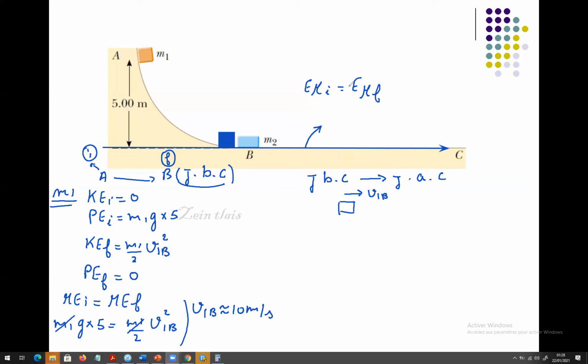Okay, let me explain clearly. Just before collision, we have this situation. Here we have V1 at the position B, and we have M2 with V equals 0, as you see. We don't have it before collision, okay?